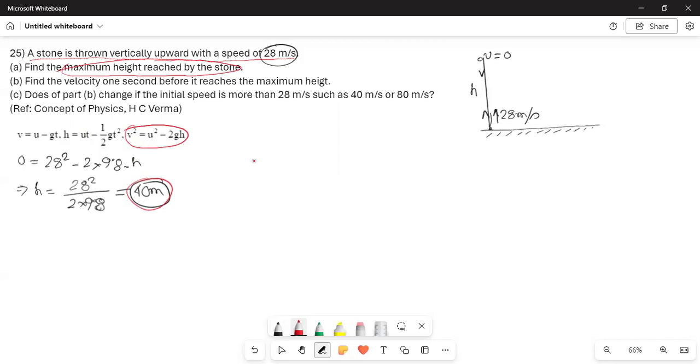There is a second question. Find the velocity 1 second before it reaches the maximum height. Now, the body reaches the maximum height here. Just 1 second before it reaches there, let us say the stone was here. This time duration is 1 second. The question is a little bit tricky, but very, very easy.